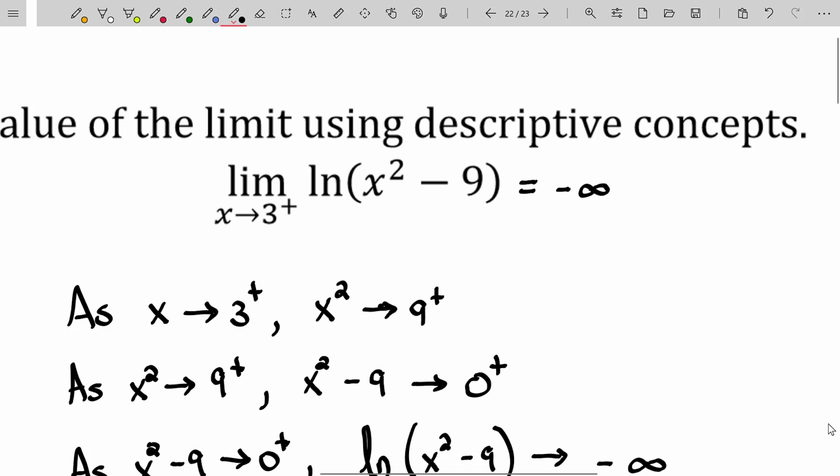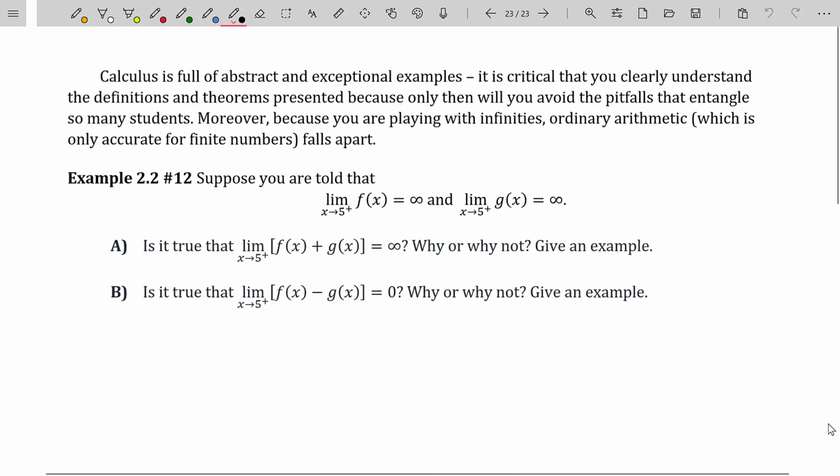There are some textbooks that say if it's infinite, it doesn't exist. That's a lie. It actually does exist. If your limit is infinite, whether it's positive or negative, the limit exists. It just happens to be infinite. That's all. The only time a limit will not exist is if the limit is not finite and not infinite. As a final example in this video, I just want to bring up some abstract problem here.